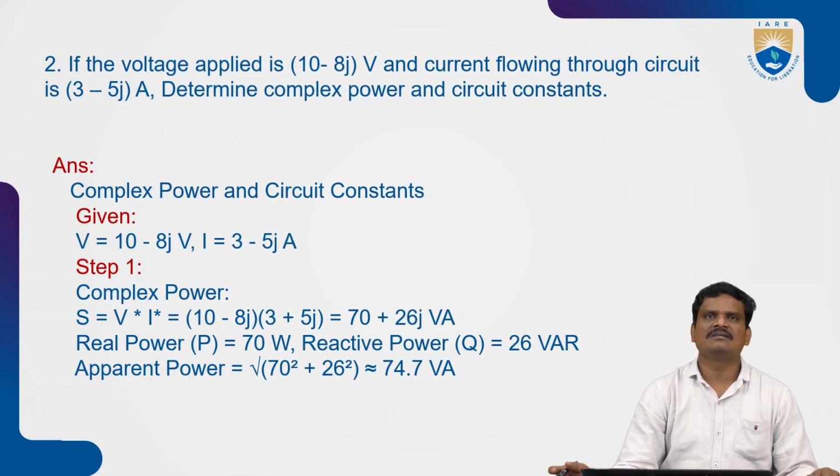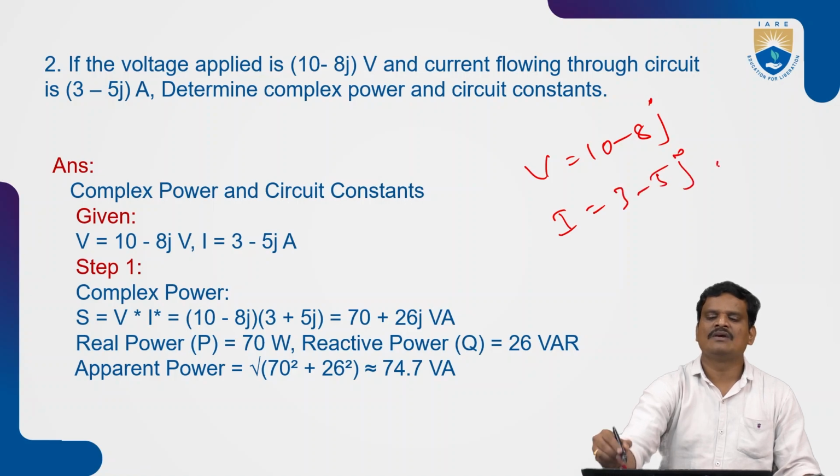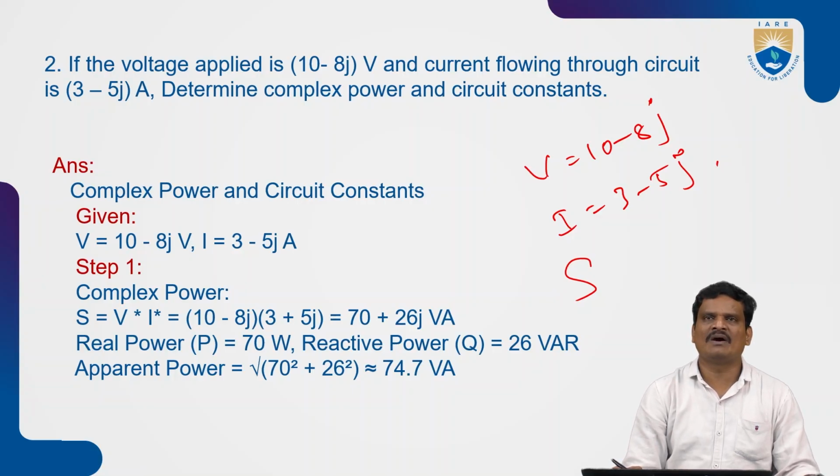Here the question is given as: if the voltage applied is 10 minus 8J volts, he has given the value of voltage indirectly as 10 minus 8J, and the current flowing through the circuit I as 3 minus 5J. You need to calculate the value of complex power, that is S, and also the value of circuit constants. These are the parameters given in the question. By using this data, you need to calculate the two parameters: complex power and the circuit constants present in the given circuit.